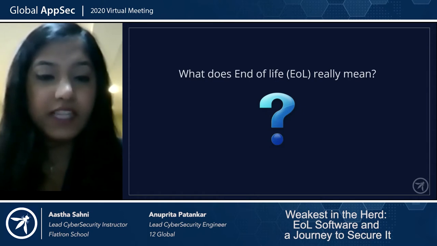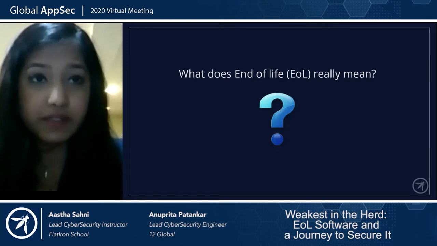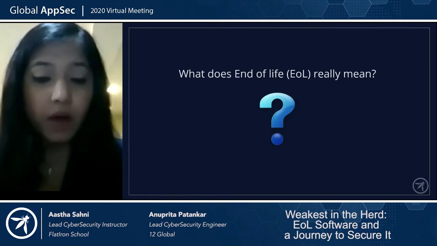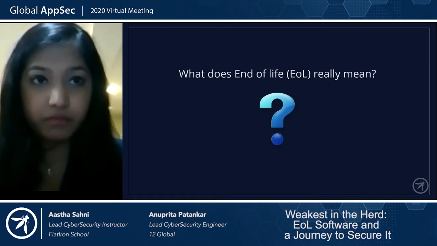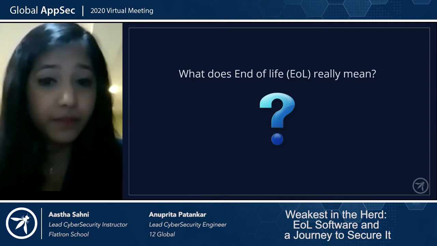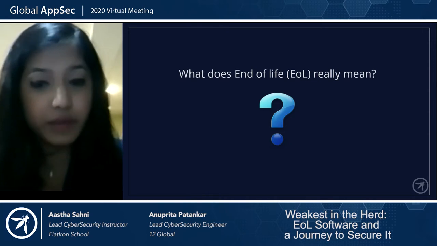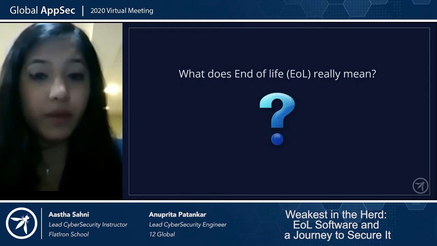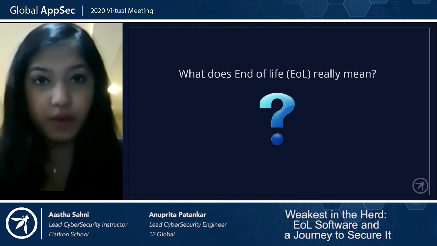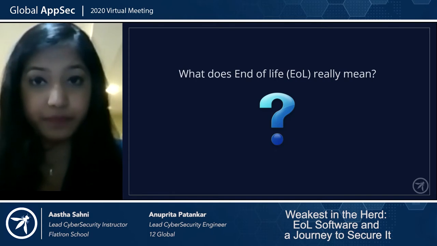Now, let's move forward and understand what end of life really means, especially when we talk about businesses which are running systems or software from the past 10 to 15 years. To answer this, every product has a life cycle, which begins when the software is released, and it ends when the developer or the vendor decides to stop creating software updates or security patches.